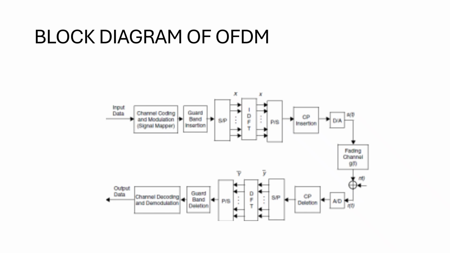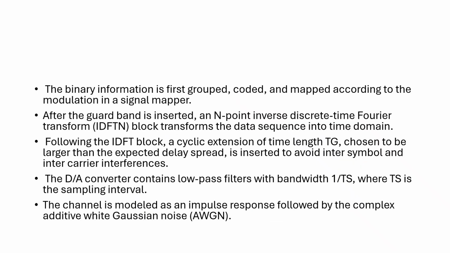Then it is given to the serial to parallel converter. The incoming data stream is divided into a number of streams, and the DFT operation is done so that the carriers are removed and it is given to the parallel to serial converter. Therefore, the serial data is given to the guard band removal section. Once the guard band is removed, it is given to the channel decoding and demodulation scheme. After decoding and demodulation, the original data is received as such.